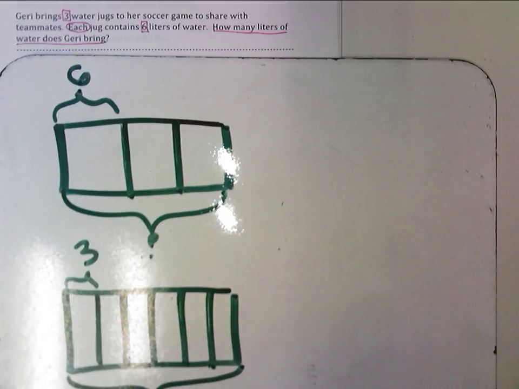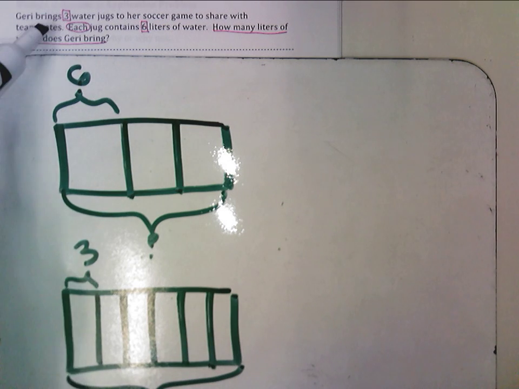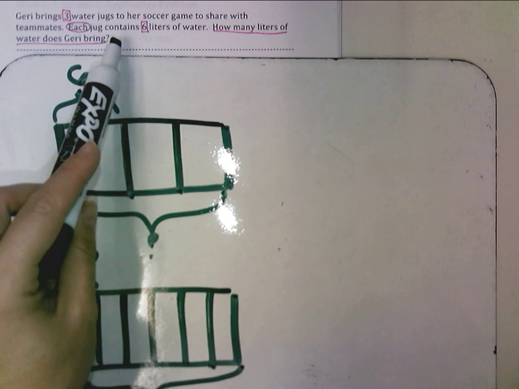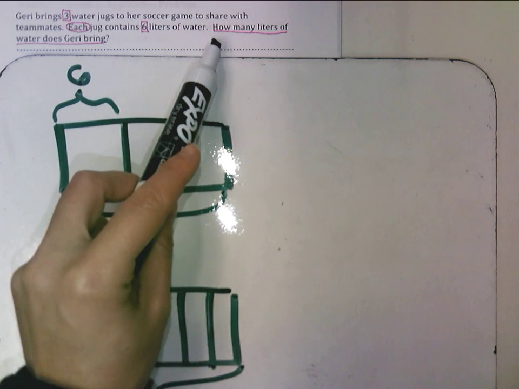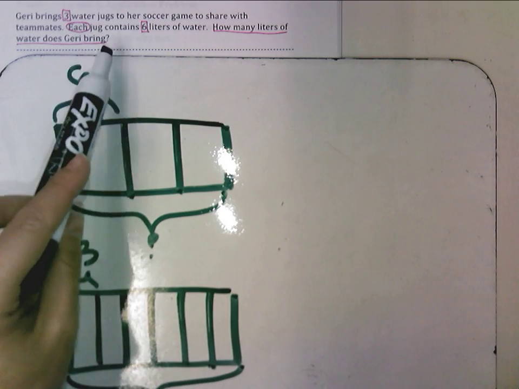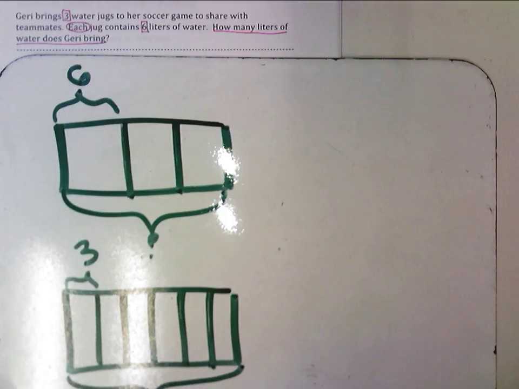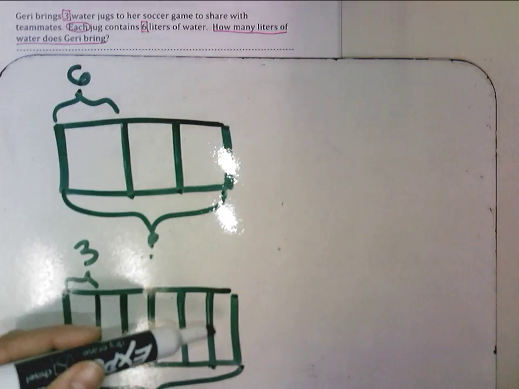Okay, you should have drawn these on your whiteboards. We're going to look back at our application problem. It says, Jerry brings 3 jugs of water to her soccer game to share with her teammates. Each jug contains 6 liters of water. How many liters of water does Jerry bring? So we're looking at these tape diagrams and thinking which one better represents this word problem. Is it the one with 3 boxes, or is it the one with 6 boxes?